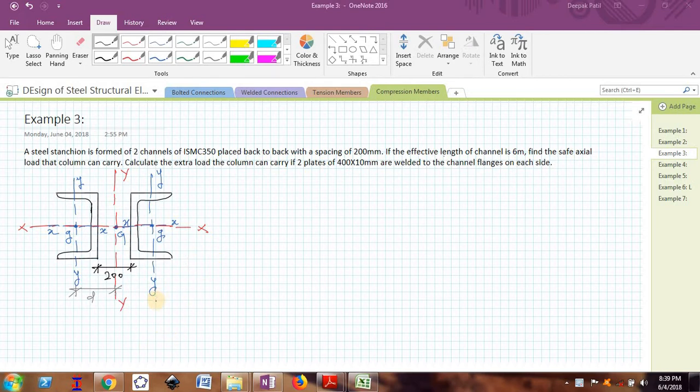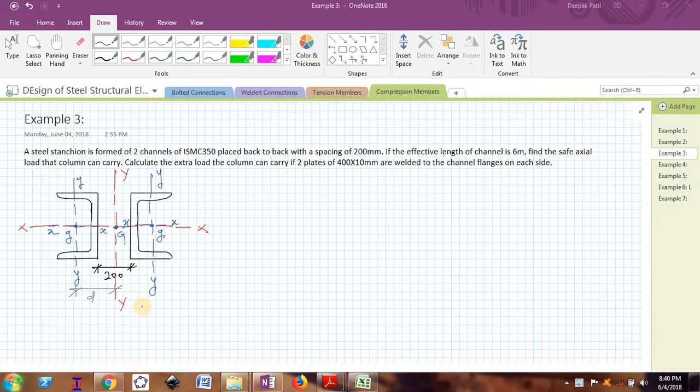In this example we'll see how to find out the design axial capacity for built up columns. The problem is: a steel stanchion, which is another name for a column, is formed of two channels ISMC 350 placed back to back as shown in this figure with a spacing of 200 mm. The effective length of the column is 6 meters, and we need to find the safe axial load that the column can carry.